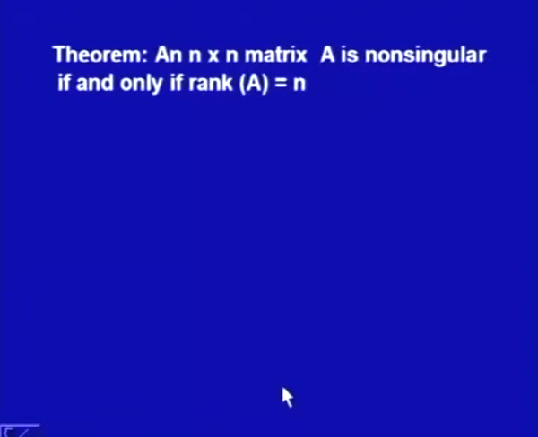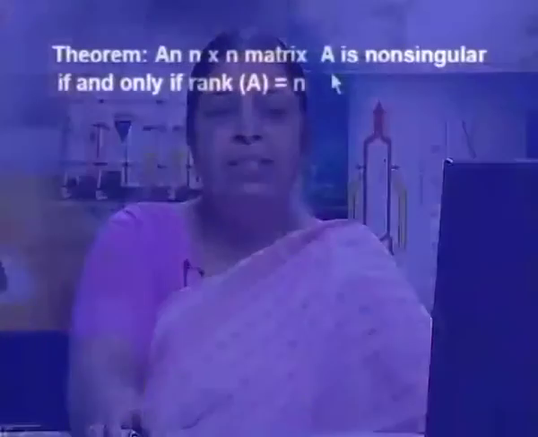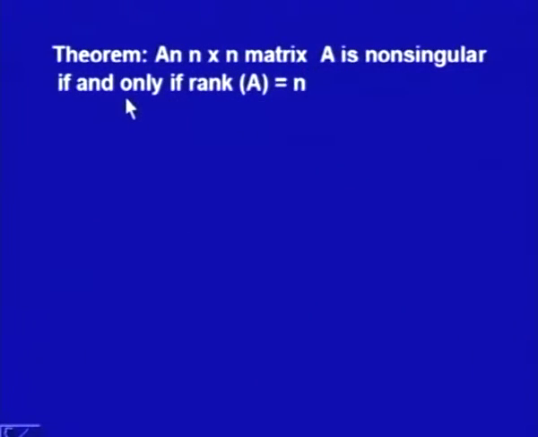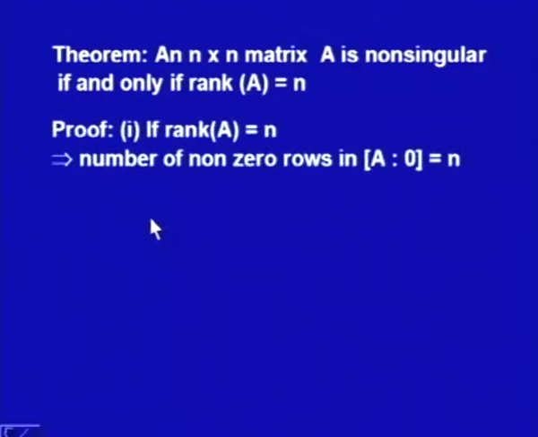Now, we have an important result. It says that if A is an n by n non-singular matrix, then rank of A is equal to n. So, A is non-singular if and only if rank of A is equal to n. So, this has two parts.